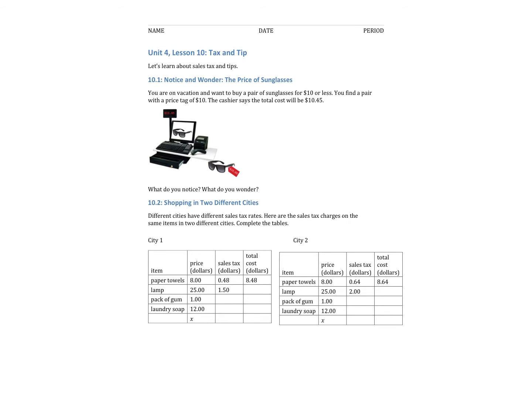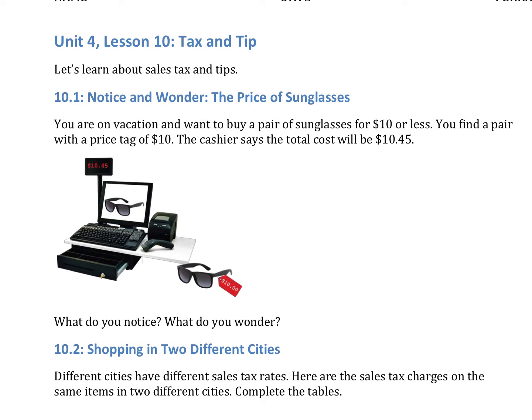Let's take a look at the first activity. So this activity is a notice and wonder. You're on vacation and you buy a pair of sunglasses for $10 or less. You find a pair with a price tag of $10. The cashier says the total will be $10.45. So what are some things that you notice and what are some things that you wonder? Go ahead, pause the video, and jot a couple ideas down.